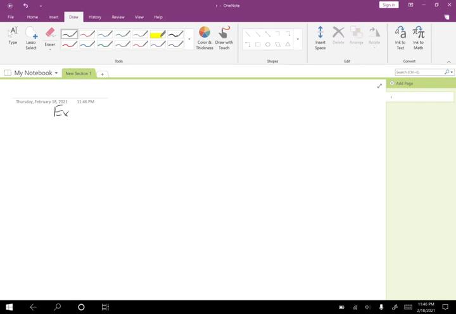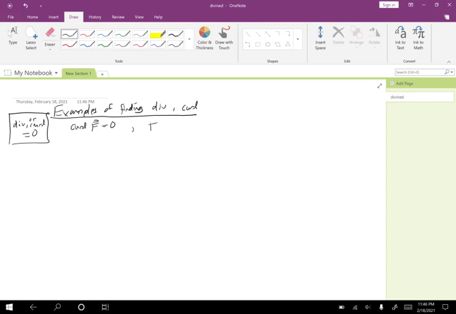Okay, let's talk about some examples of finding the 3D derivatives in vector calculus, namely the divergence and the curl. And I'm particularly interested in cases when one or the other is 0. So in general, if the curl of f is equal to 0, we already know that f is actually a gradient.